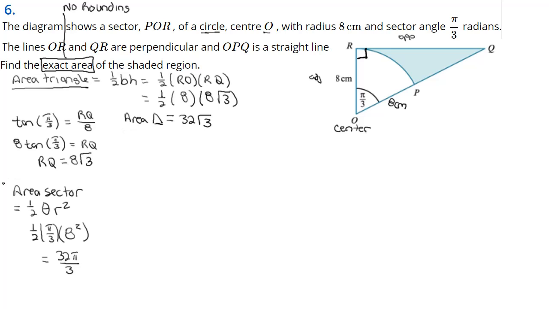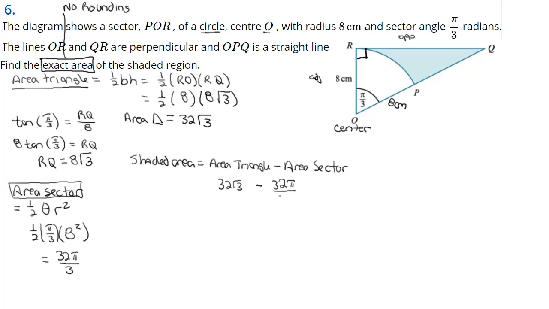Now all I'm going to do is subtract the two and label it. So my shaded area is going to be the area of the triangle minus the area of the sector. And that's going to give me 32 square root of 3 minus 32 pi over 3. And I'm done. I just have to make sure it's labeled carefully, and it is going to be centimeters squared because it is area, and I'm in good shape.